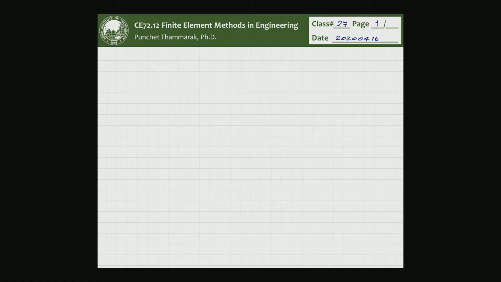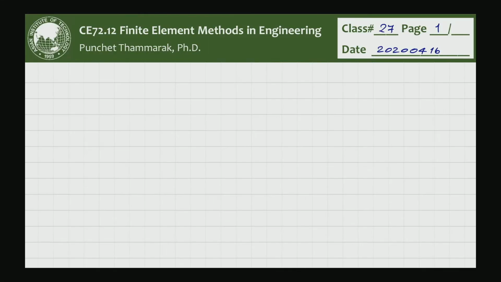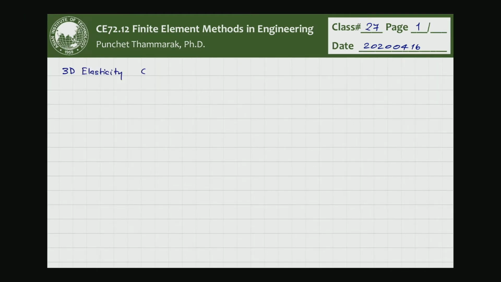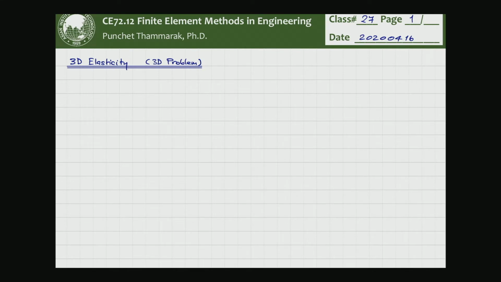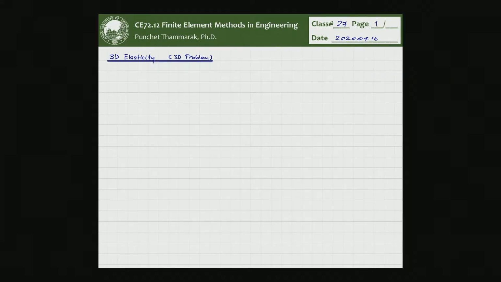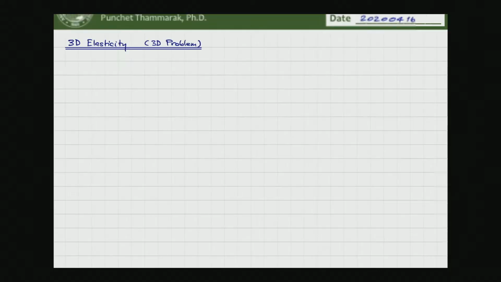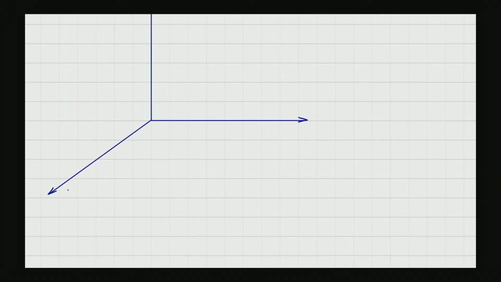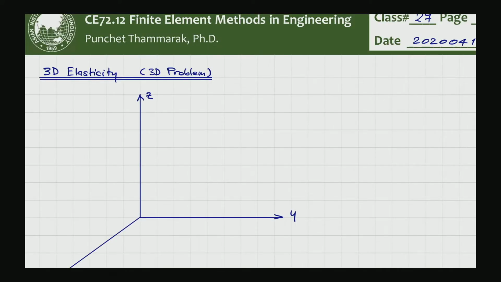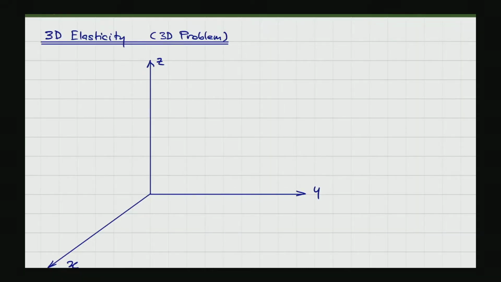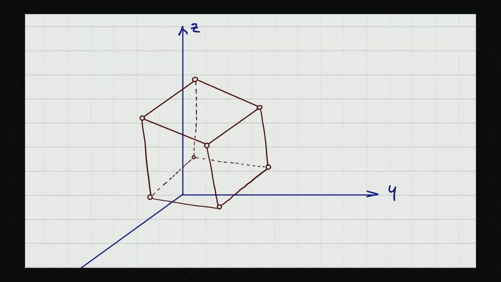Now we are going to move into the 3D elasticity, and this is a 3D problem. So you just think about the 2D plane problem, but now it is extended into the 3-dimensional space. So the space is going to look like the following. When we talk about 3D space, we have the X, the Y, and the Z, and elements of our interest could be pretty much like this.